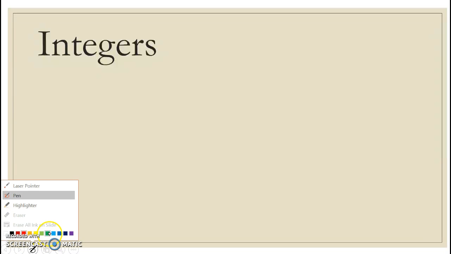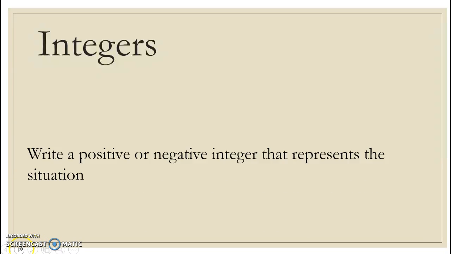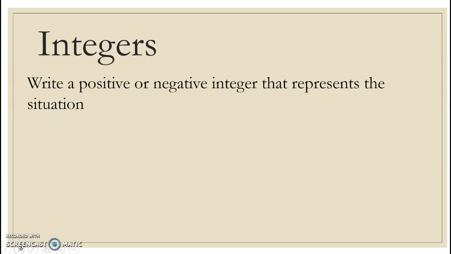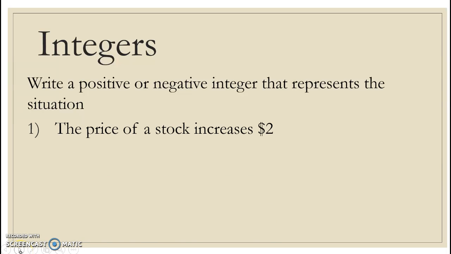Our first question is going to be about integers. So here we're going to be writing a positive or negative integer that represents the situation. So the key here is going to be finding that keyword that tells us if the integer is going to be positive or negative. And then we're already given that number, so that part will already be given to us. So our first question says the price of a stock increases $2.